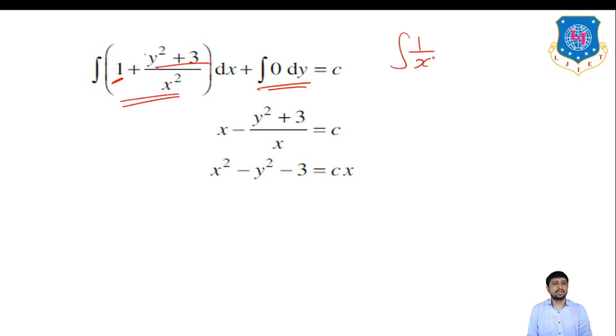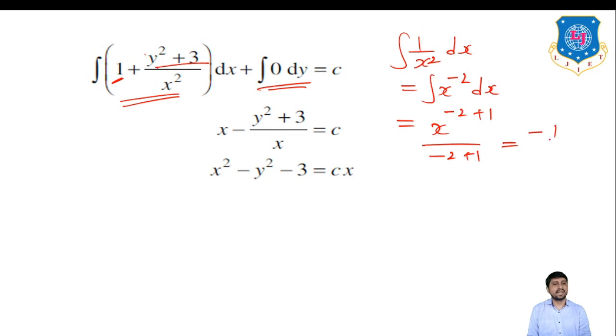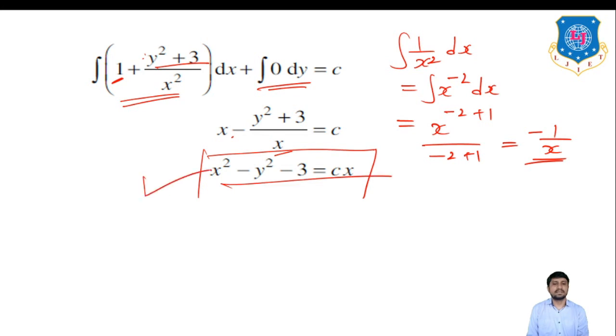Integration of 1 upon x square, you can say that integration of x raised to minus 2, and that can be written as x raised to minus 2 plus 1 upon minus 2 plus 1, so that's why this is minus 1 upon x. So integration of 1 upon x square is minus 1 upon x, and y square plus 3 as it is. When we take LCM, finally you will get x square minus y square minus 3 equals c into x, so this is your final answer.